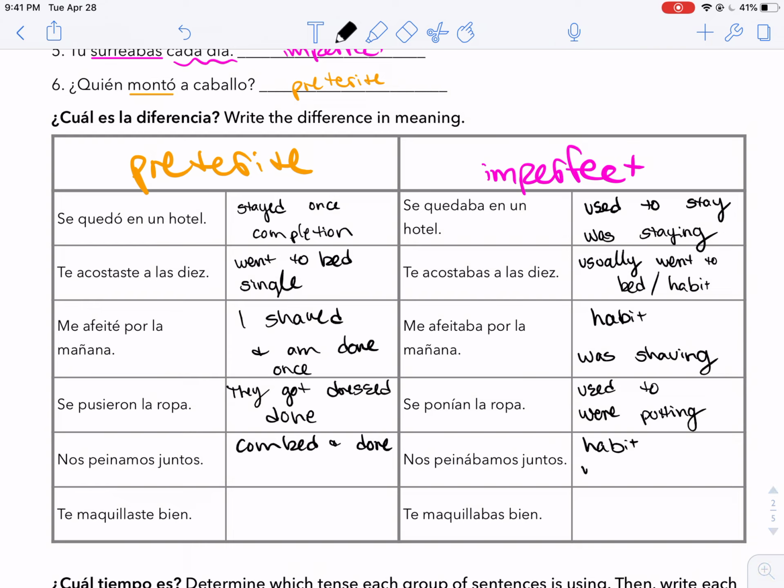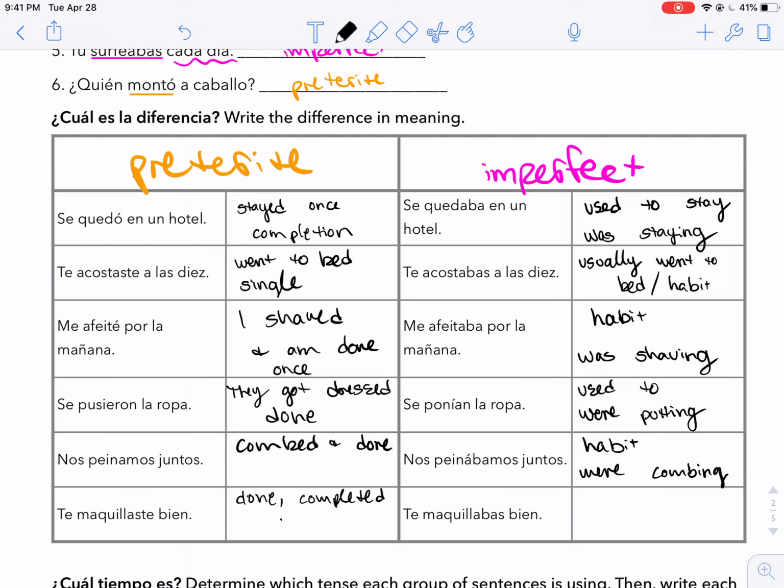Maybe again we were combing our hair before something else. And finally, te maquillaste bien implies that you put makeup on, like today, and it looks good. That it's done, it's completed.